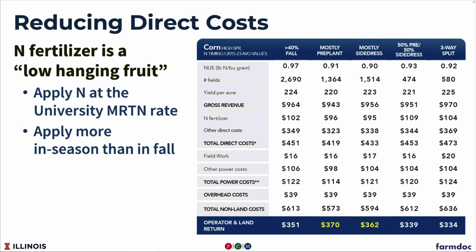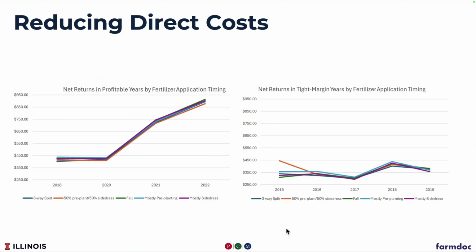But what about the timing piece of all this? What this would demonstrate is that when we look at our whole data set here, this is all of our fields for our high SPR corn fields, we see that the most profitable over all years is the more in-season nitrogen timing, which is what Sarah was telling us. Those are the most profitable, but there's a little nuance to this. In the most profitable years, we see something a little different than what we see in years that are less profitable, when we have tighter margins.